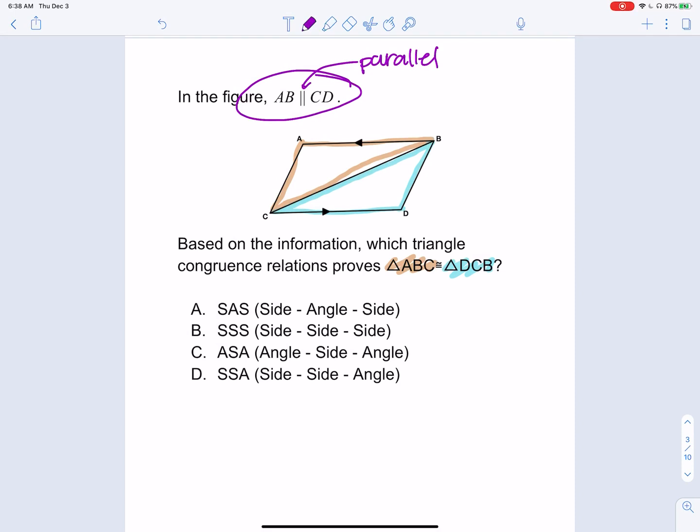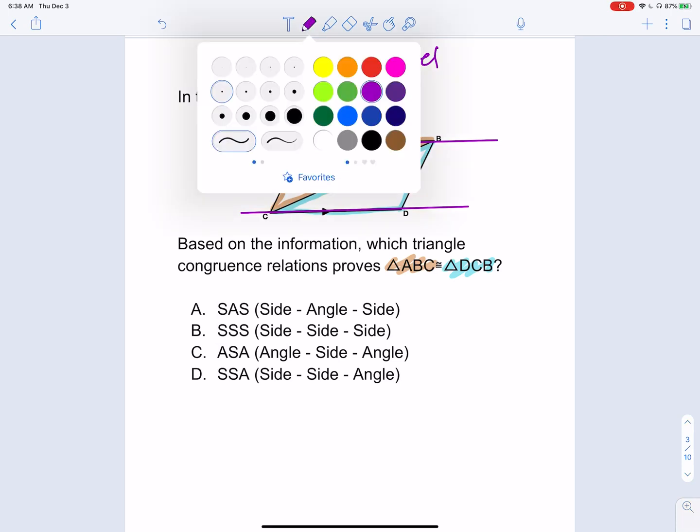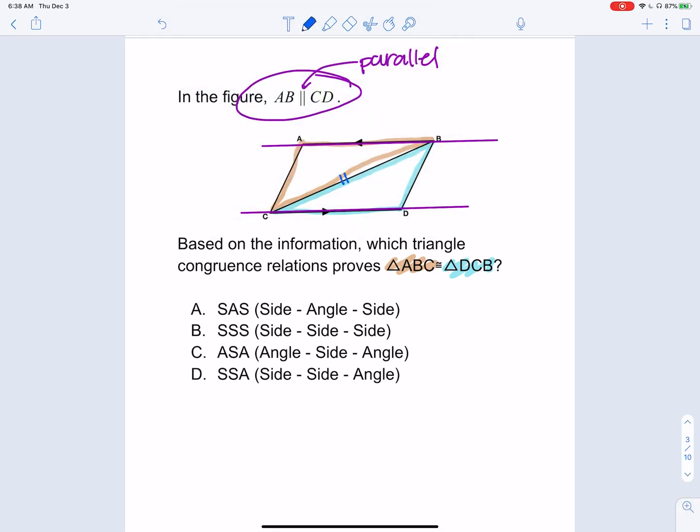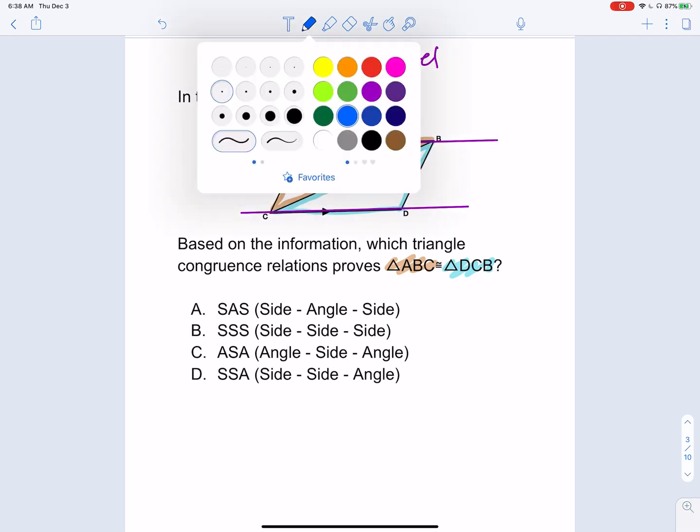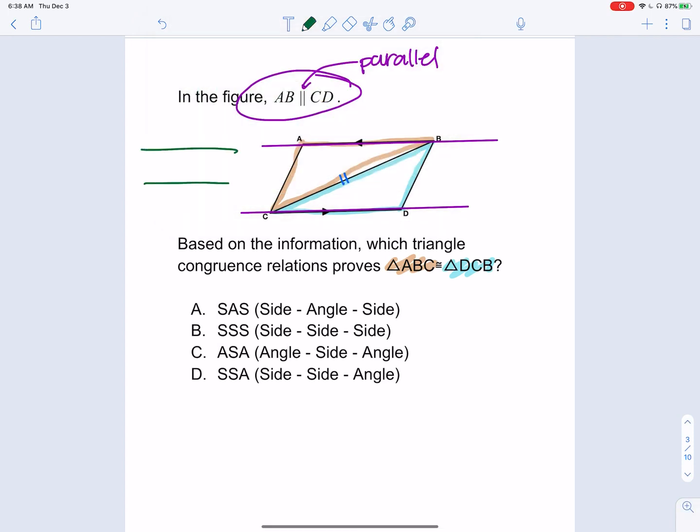So remember, the first thing we need to know is that these two lines are parallel. And we also know that this line in the middle is the same for both. So we know they have a side that is the same. And I'm going to draw this real quick for you so you remember something. Remember when we did these parallel lines and this angle was the same as this angle and this angle was the same as this angle?